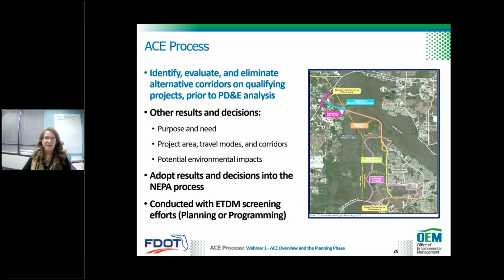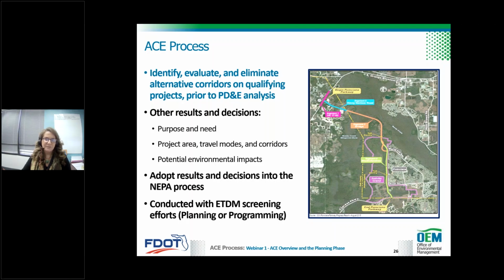Next slide. The primary objective of the ACE process is to develop and evaluate a range of alternative corridors and document those corridors that are recommended for elimination. The ACE process can be used to refine the purpose and need, define the project area, general travel modes, or corridors, even confirming logical termini, describe the general environmental setting, which includes preliminary environmental impacts as well as potential mitigation strategies. The ACE process links planning and NEPA. However, adoption and use of ACE decisions in NEPA is subject to a determination by the lead agency.